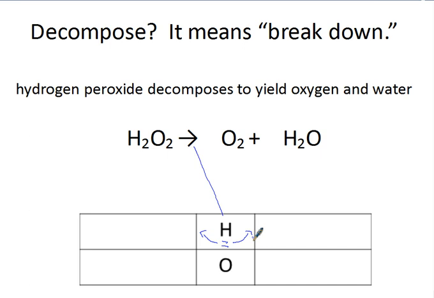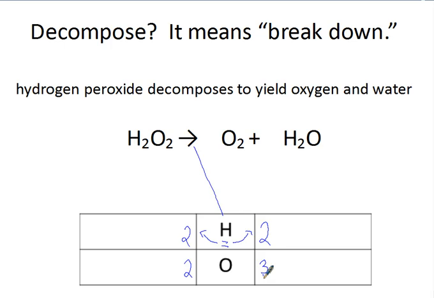Okay? So first, write down what you have. I've got 2 hydrogens on my left and 2 oxygens on my right. Or excuse me, 2 oxygens on my left. On my right, I've got my 2 hydrogens here. I've got 1, 2, 3 oxygens here. Okay, so I'm going to have to balance out my oxygens.